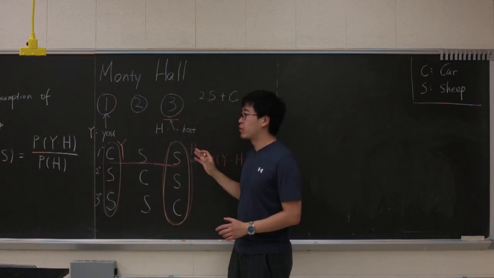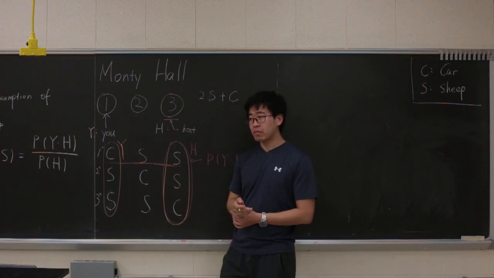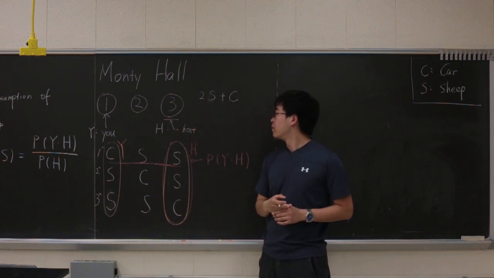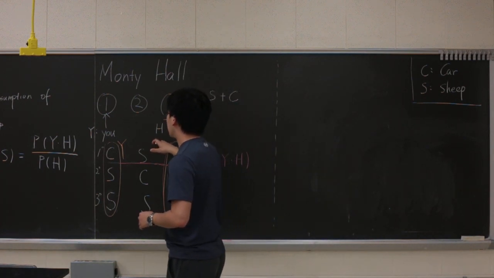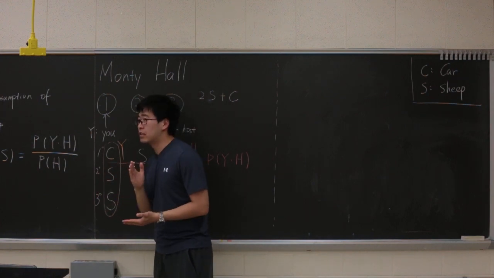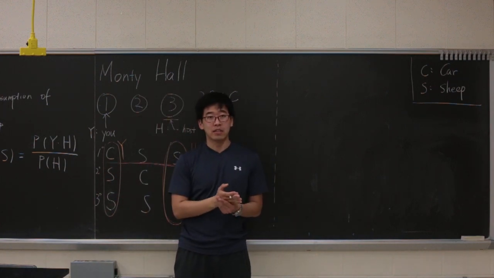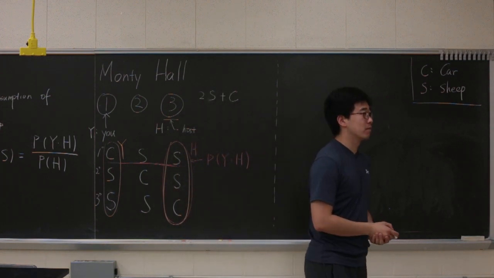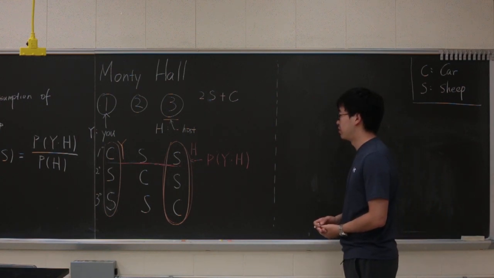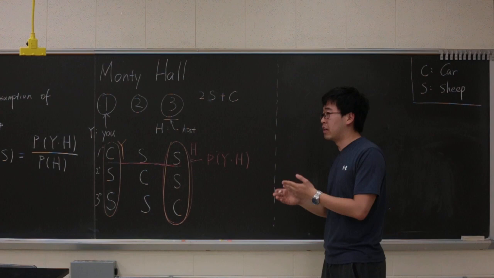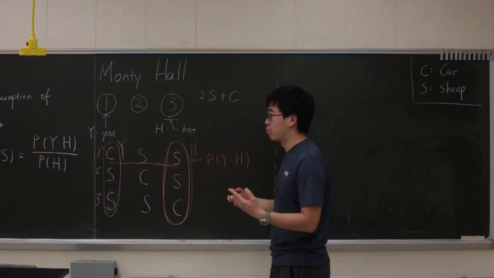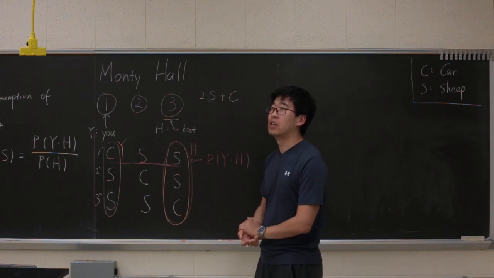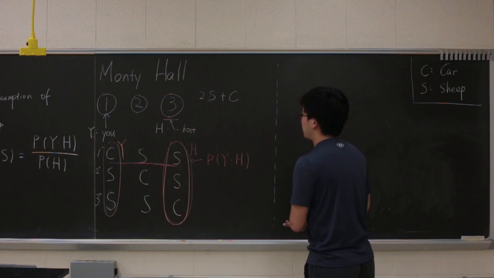of the doors that has a sheep, and the host will ask you, do you want to switch? So let's calculate the probability of winning if we switch or not. At the beginning, I thought it's easy, half and half. If the host eliminates one sheep, then you've got one car, one sheep, right? Just a no-brainer.